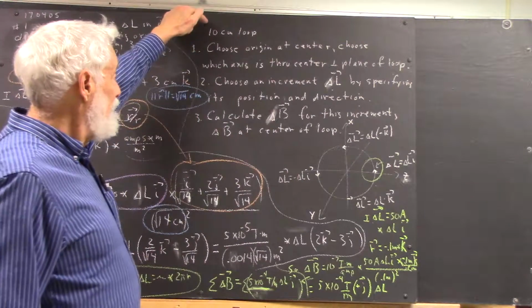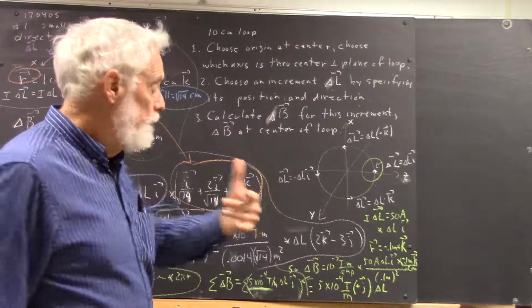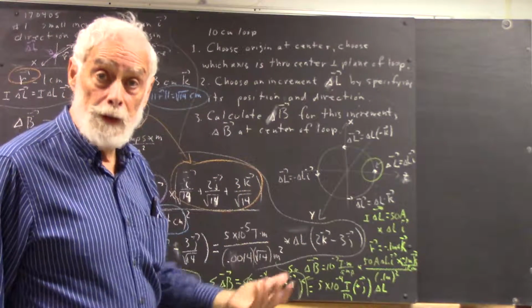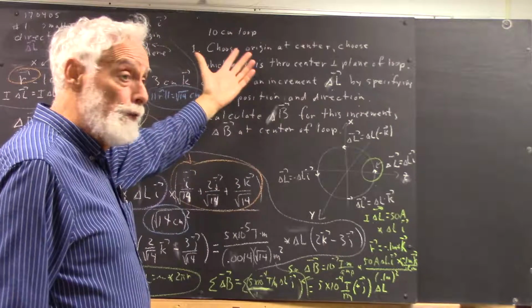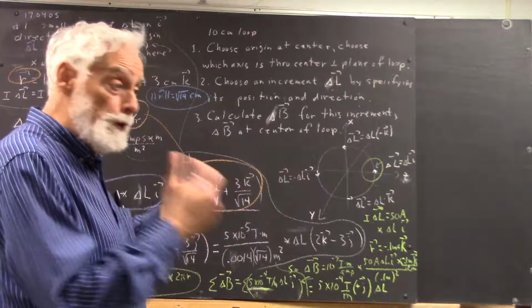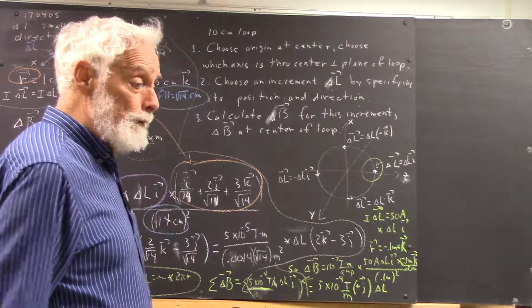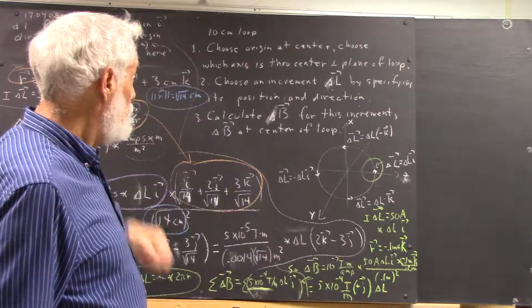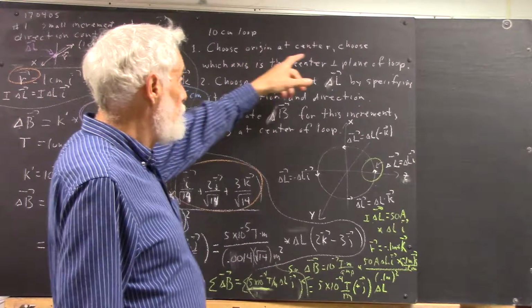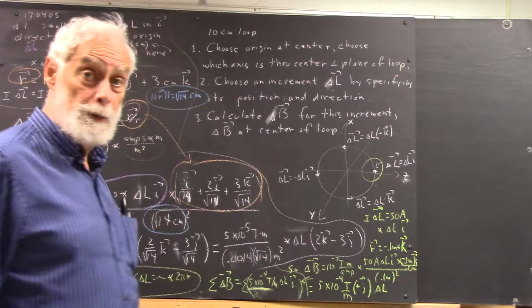Okay, so we've got a 10-centimeter loop, and we want to find the magnetic field at the center of the loop. I didn't specify where the loop was or what its orientation was. Just left that to you. So what I'm telling you, and what I told you, is you should choose the origin of your coordinate system, because you're going to want to put a coordinate system on this.